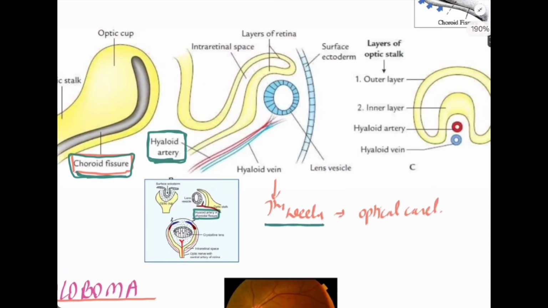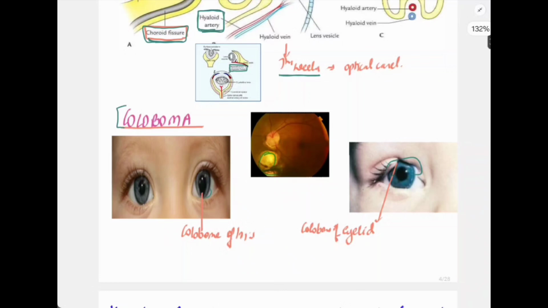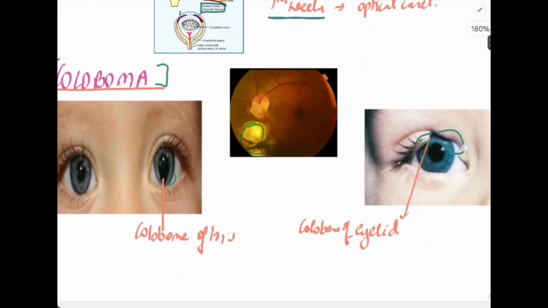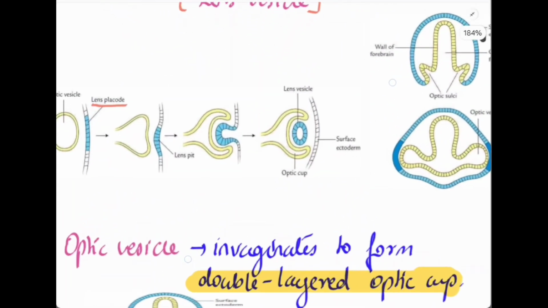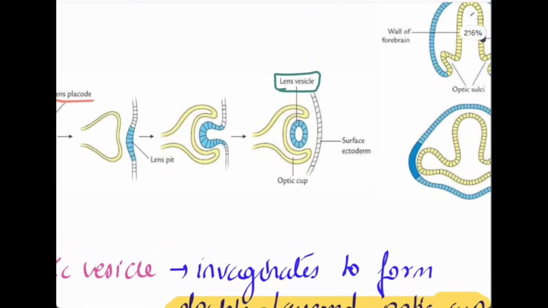Failure of the fissure to close completely leads to coloboma formation, which may include the eyelid, pupil, ciliary body, choroid or optic nerve. By the 5th week, the lens vesicle loses contact with the surface ectoderm and lies within the mouth of the optic cup, the edges of which form the future pupil.